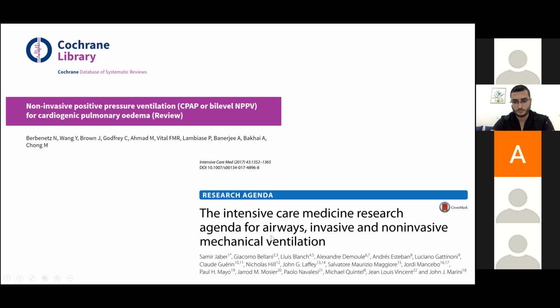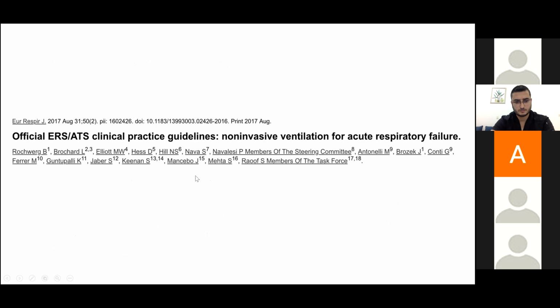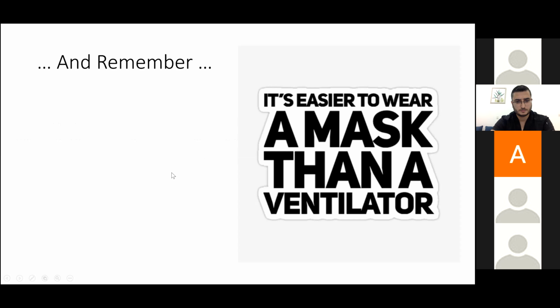These are some references that I found very useful, not because of the reference itself, but also because of the many references you will find within the articles. This is another one. And remember, it's easier to wear a mask than a ventilator. Please encourage each other and your patients and your family to put a mask on.